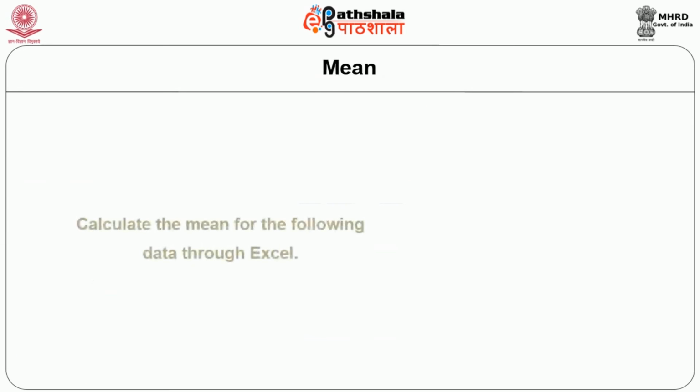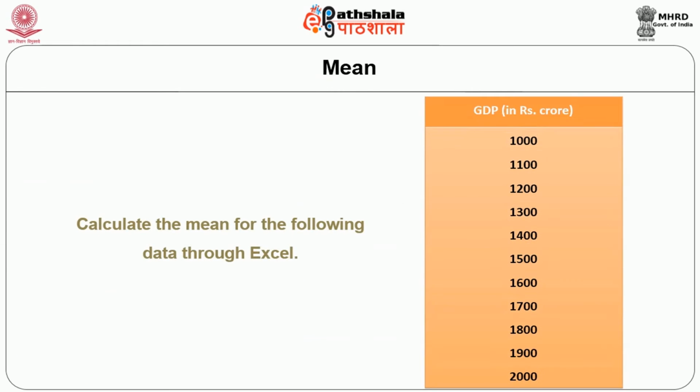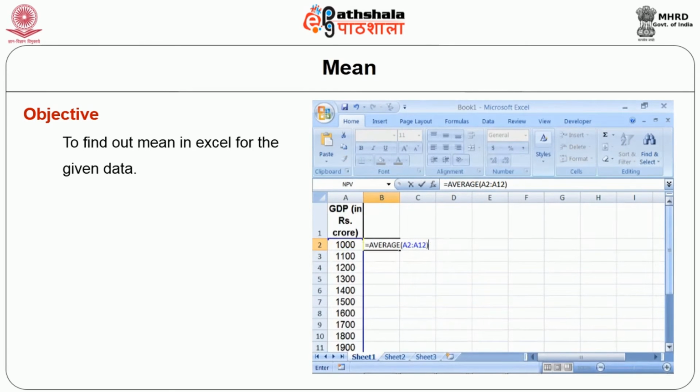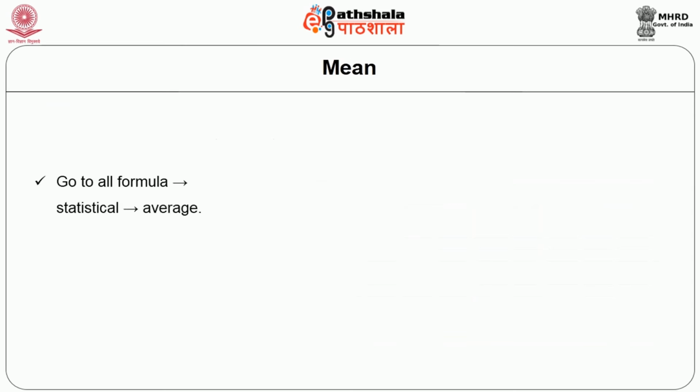Then mean. Calculate the mean for the following data through Excel. Objective: to find out the mean in Excel for the given data. Procedure: open the Excel sheet, enter the title as gross domestic product in cell A1 and data on gross domestic product from cell A2. Enter the following formula in cell C2 as equal to average, open the bracket, B2 colon B12. Press enter or go to all formula, then click statistical, click average.